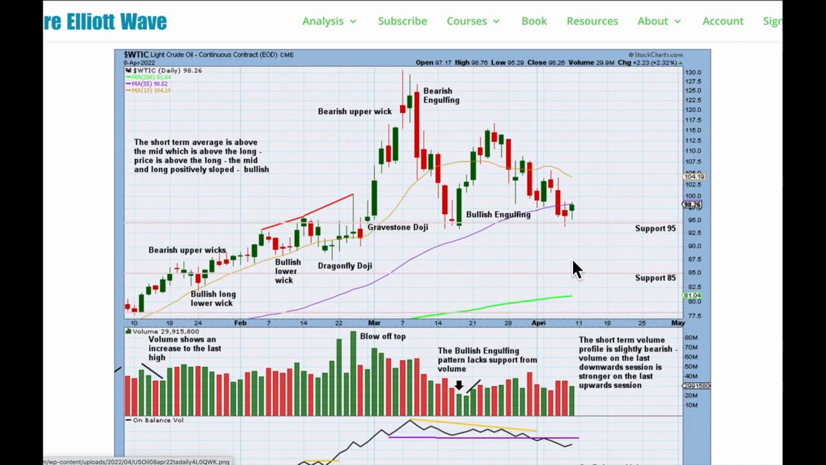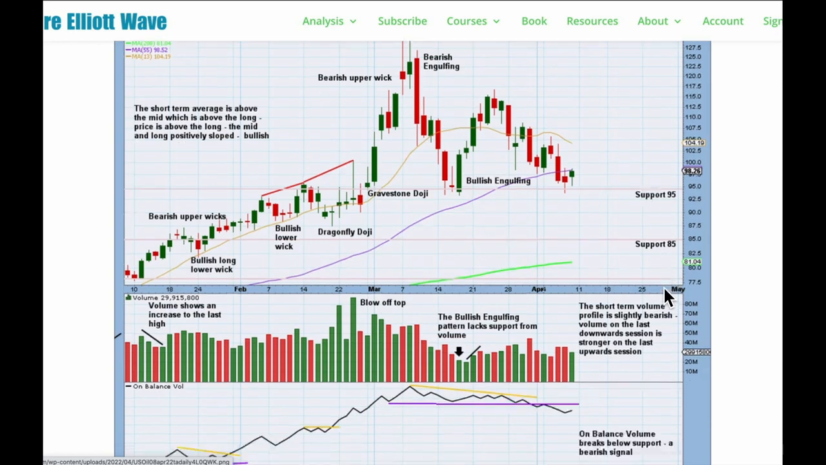At the daily chart level, a little bit of volume pushing price lower on downward sessions, and the last upward session, which is complete, shows weak range and weaker volume. So for the very short term, the volume profile looks bearish. Support continuing to hold though about 95. If price breaks below support there, look out for next support about 85.